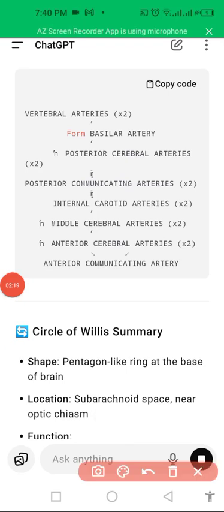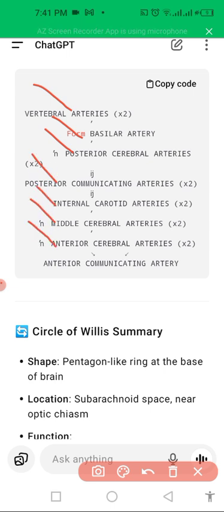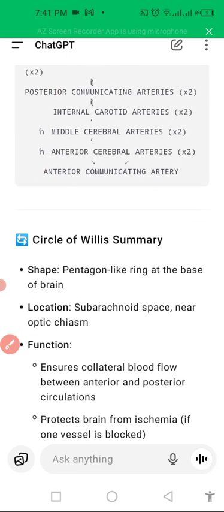Okay, so the two vertebral arteries join to form the basilar artery, and then the posterior cerebral arteries join to the middle and anterior cerebral arteries and form the circle of Willis. So in this way, the middle cerebral artery, anterior cerebral artery, and anterior communicating arteries form the circle of Willis.